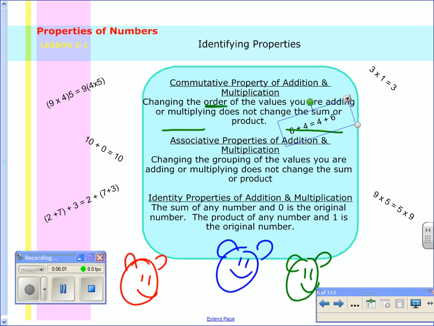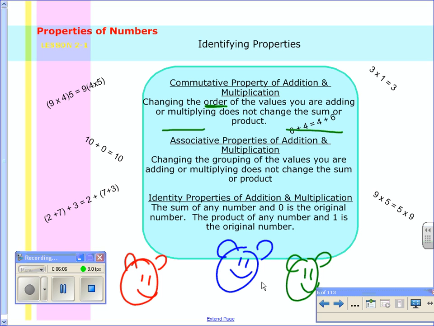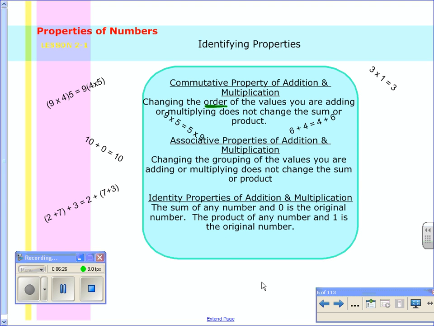All right, so that would be considered one of them. And then the other one, well, you're looking for one with multiplication, that would be the 9 times 5 or the 5 times 9. 9 times 5 is 45, just like 5 times 9 is 45. It didn't change. All right, and then we have the associative property, and this has to do with parentheses or grouping symbols. Basically, you can change the grouping of the values that you're either adding or multiplying, and it won't change the sum or product.